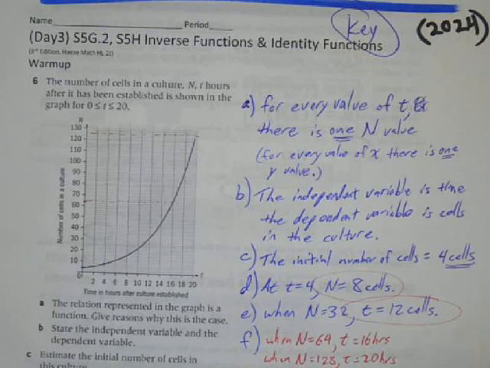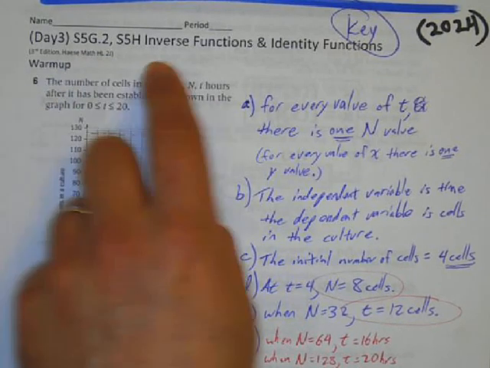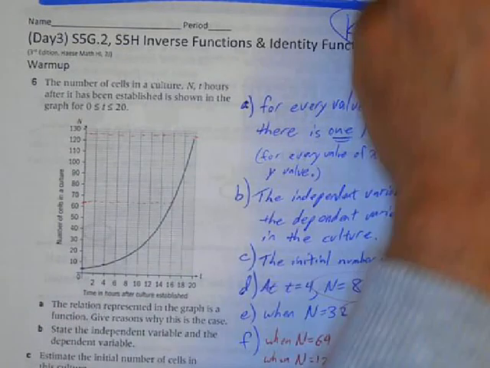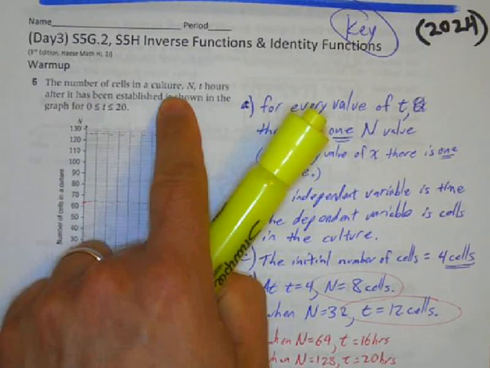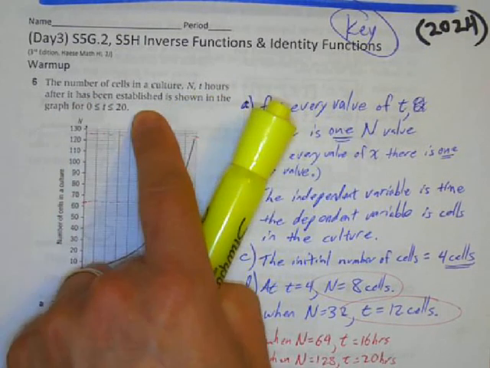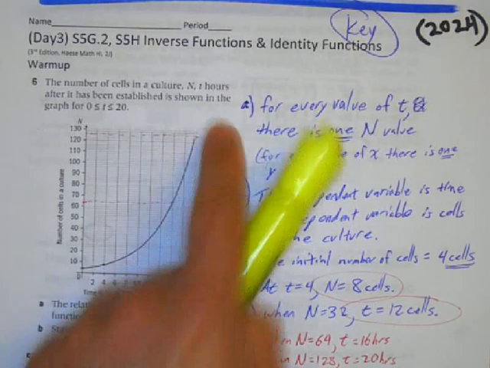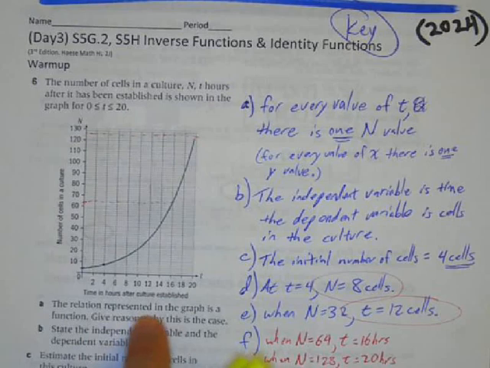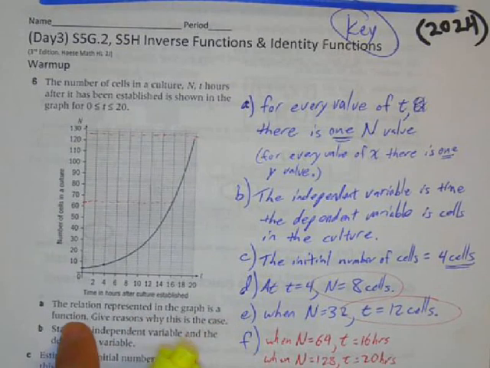Okay, today we're going to talk about inverse functions and identity functions. So, first question, the number of cells of a culture n after t hours has been established by this graph. Okay, so the relation represented is a function. Give reasons why this is a function.